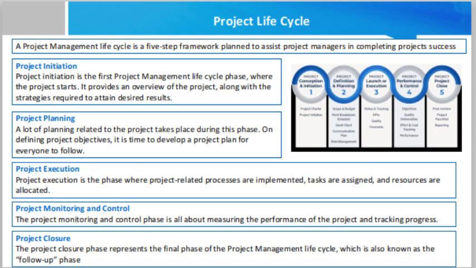Project monitoring and controlling. The project monitoring and controlling phase is all about measuring the performance of the project and tracking progress. It is implemented during the execution phase. The main goal of this phase is to check whether everything aligns with the project management plan, especially concerning financial parameters and timelines. It is the responsibility of the project manager to make necessary adjustments related to resource allocation and ensure that everything is on track.